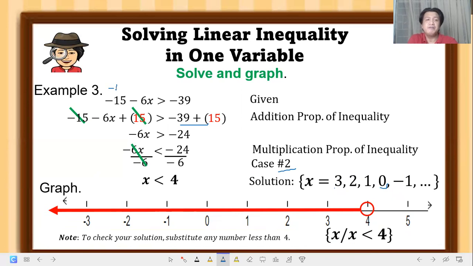Ito, check natin. Negative 15 minus 6, papalitan mo yung x dyan na 0 is greater than negative 39. Okay? And what is 6 times 0? Di ba cancel out na yan? 0 na yan. And therefore, yung natira dyan, negative 15 is greater than negative 39. Di ba true na yung statement natin na mas malaki yung negative 15 compare sa negative 39. True yun. Any of the solution set or any number.